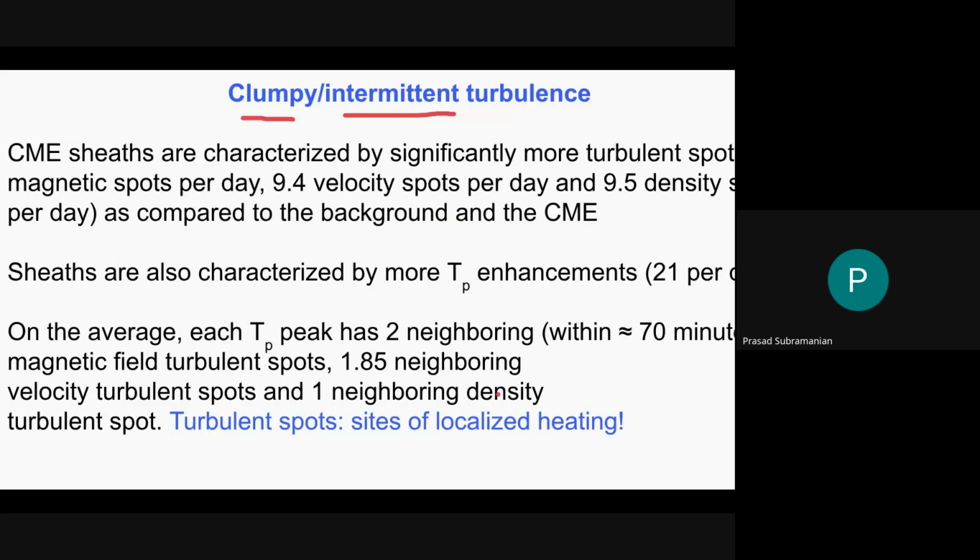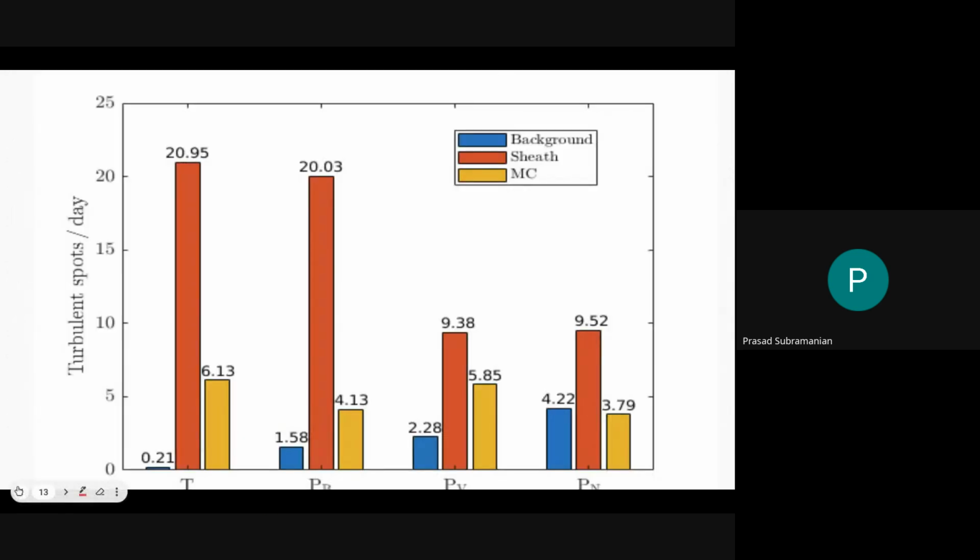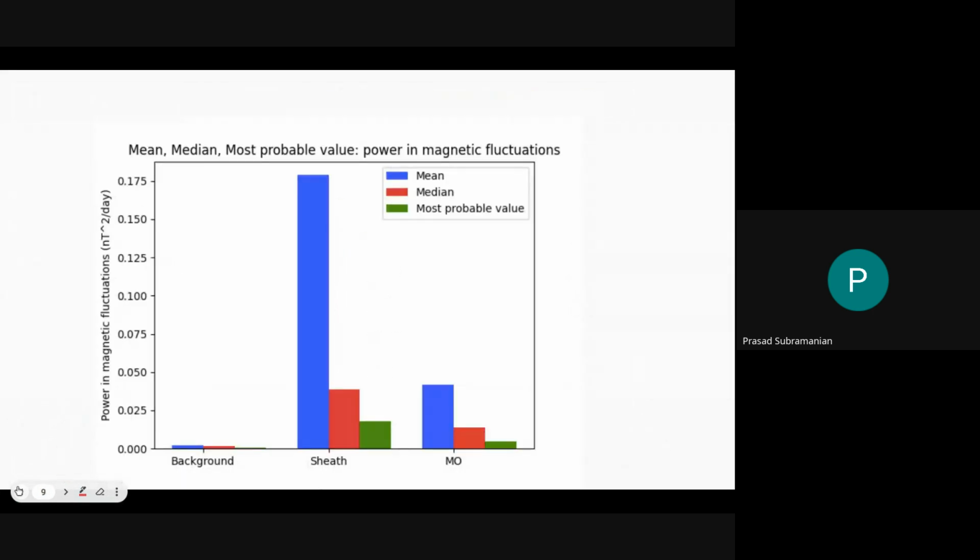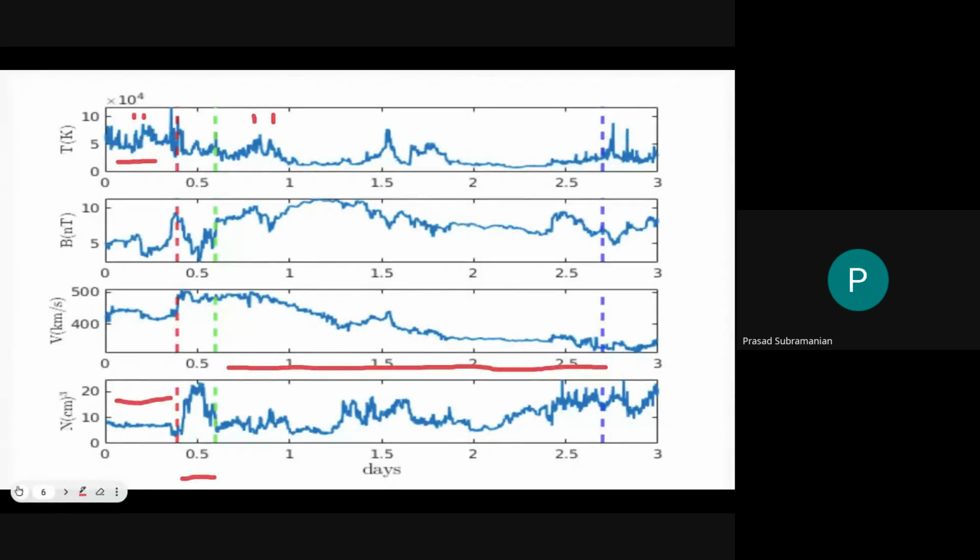What's more, and this is the really interesting part, sheets are also characterized by more enhancements of the proton temperature. And here we're not talking about any sorts of wavelet transforms or anything. Look at the proton temperature. This is just the proton temperature, no fancy transforms. There are more spikes in the proton temperature in the sheet. It looks like it, but we've counted it, in the sheet as compared to the background.